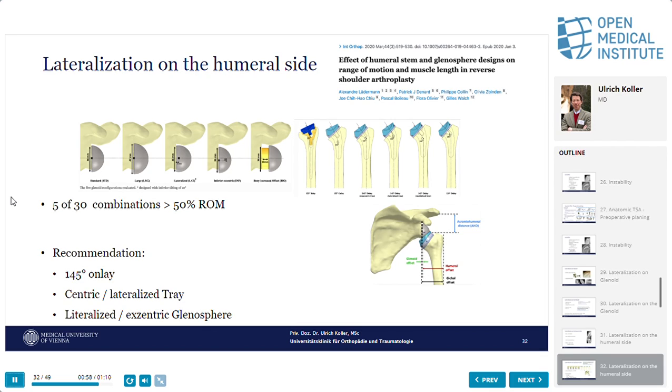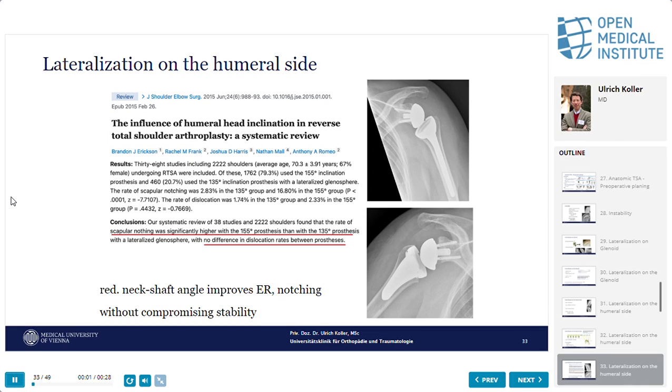So it is very important that you know at the beginning what kind of system and what kind of possibilities we have to make the shoulder stable. Again, a reduced neck shaft angle improves external rotation and notching without compromising stability. I think that's quite important to know. Here you see that we use the bioRSA. You see the gap between the base plate and the original glenoid. There is a bone block of 5 millimeters.